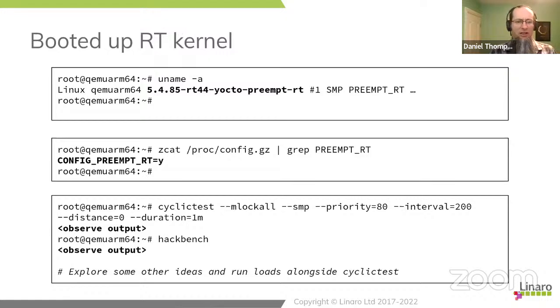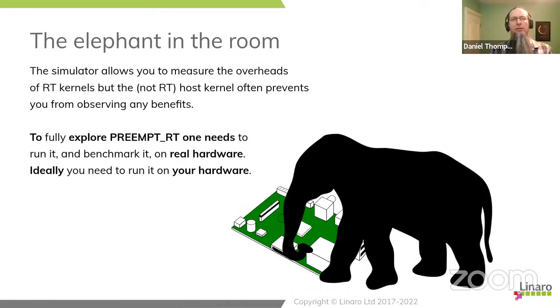And that brings us to the second problem, which is that running on a simulator doesn't help. It can let you observe the costs of running preempt RT. It does make it more or less impossible for you to observe any benefits. The reason you can't observe the benefits is that the host kernel is not RT in most cases. My system that I'm talking you through here is preempt voluntary, so it does exhibit occasional chunks of latency.